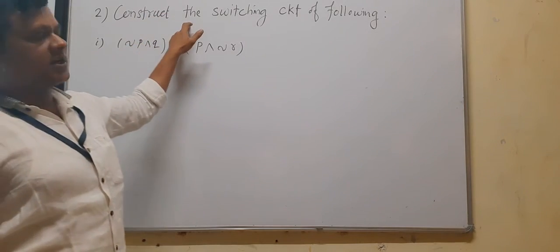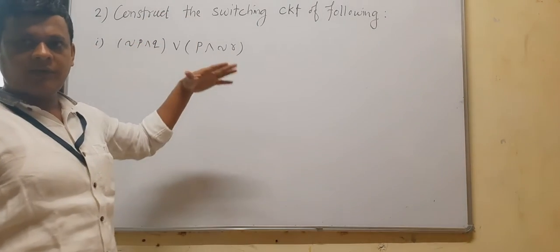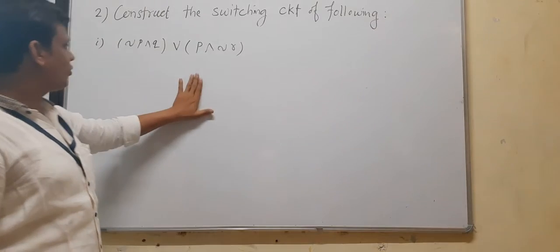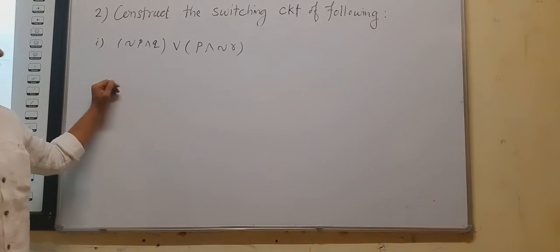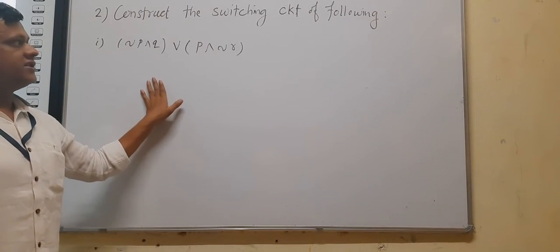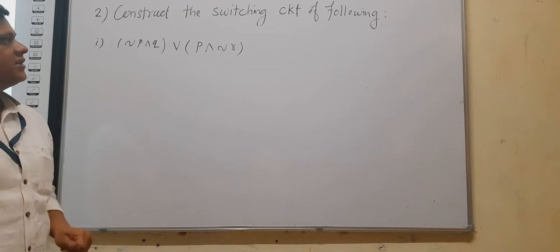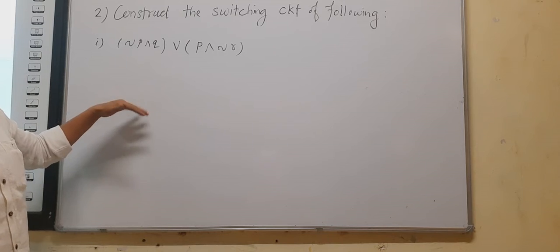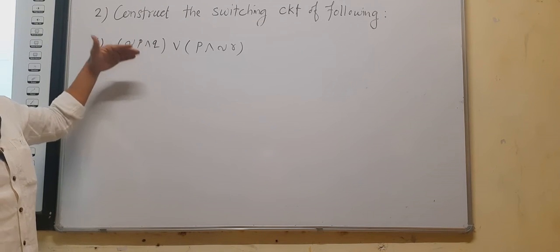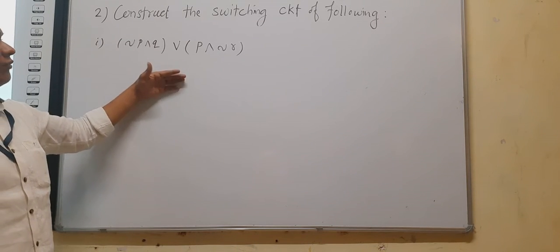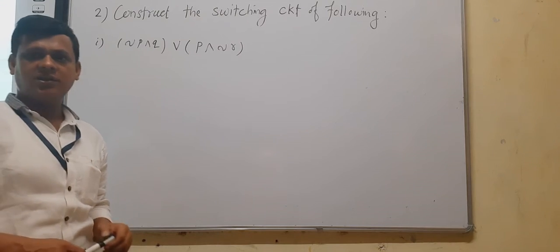Construct the switching circuit of the following. In the first question we have provided the switching circuit, and from that we have to write the symbolic form. In this example we have given the symbolic form. From that symbolic form we have to construct the switching circuit.